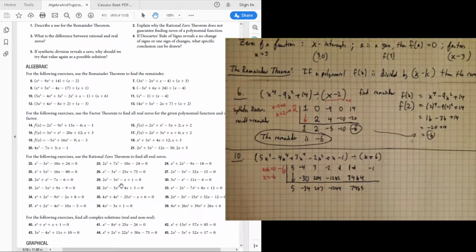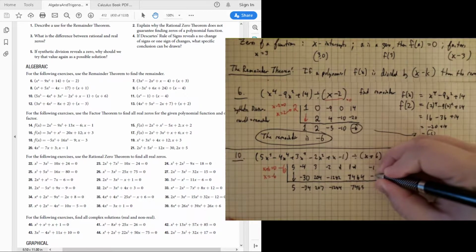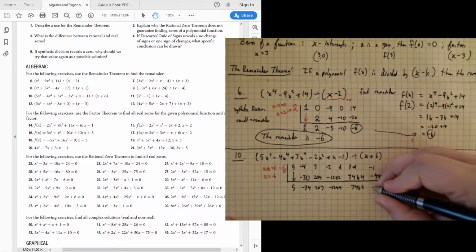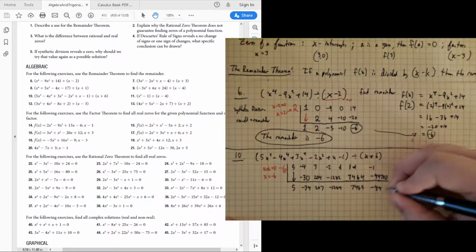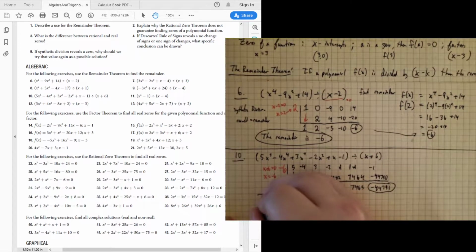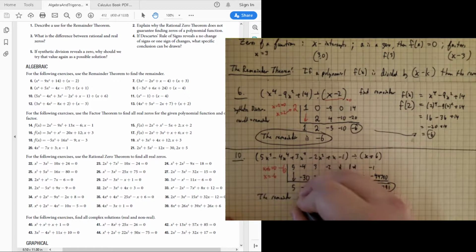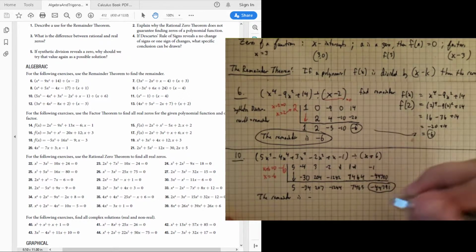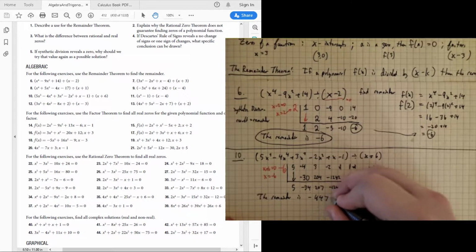At this point, I am going to use a calculator. I can't do it any farther. My brain can't handle it. So I take negative 6 times 7, 4, 6, 5, which is negative 44,790, which means negative 44,791 is our remainder.